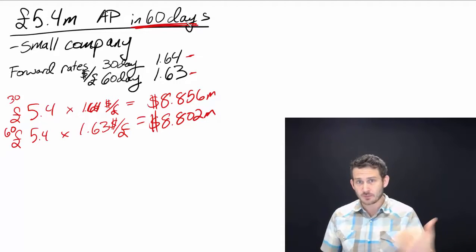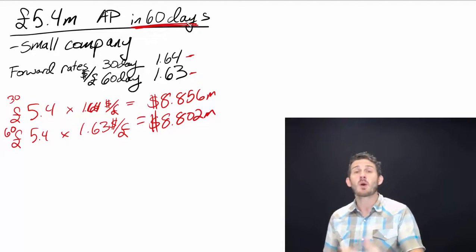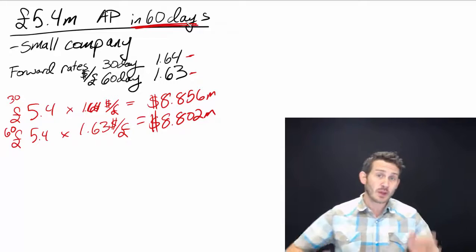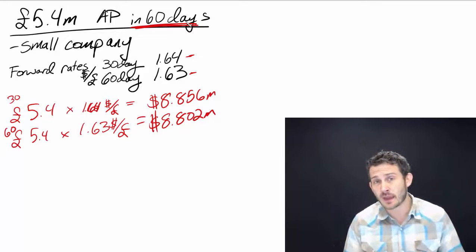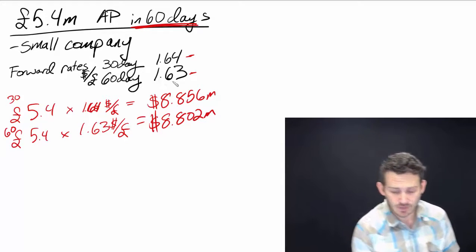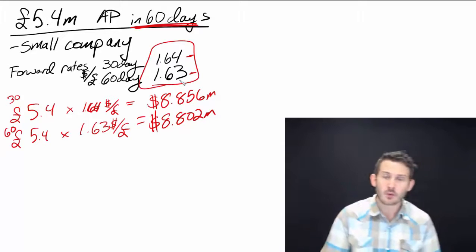So we're going to be paying this 5.4 million pounds in 60 days. My supplier, the company I'm paying, requires 5.4 million pounds. I'm an American company. I have to make this transaction happen, so I have to go out and find those pounds. So I can call up my friendly local investment banker and say, hey, what are my rates? They give me the rates right here.